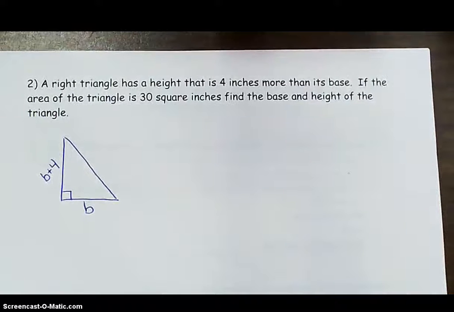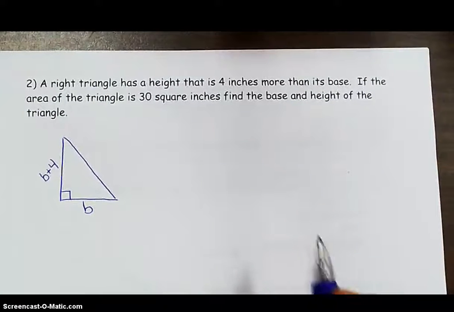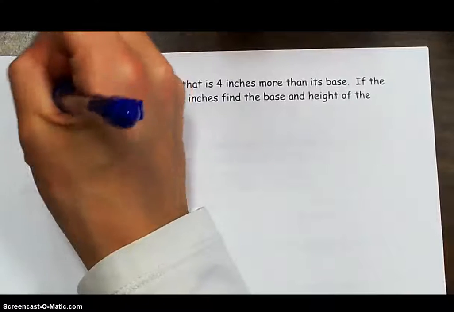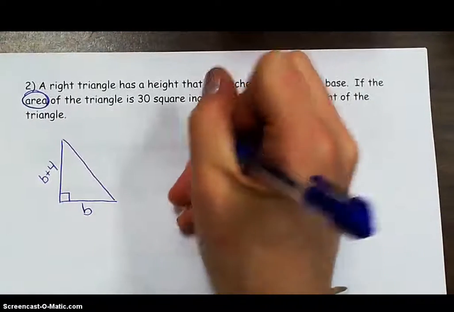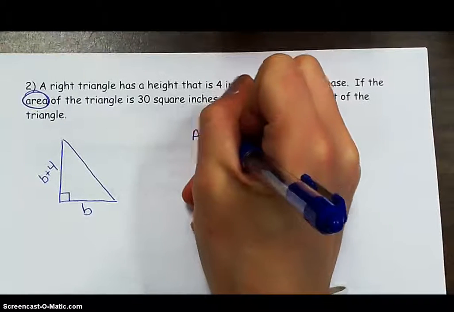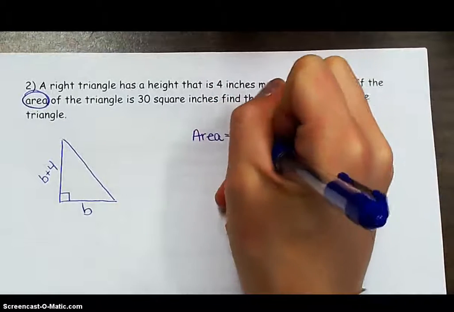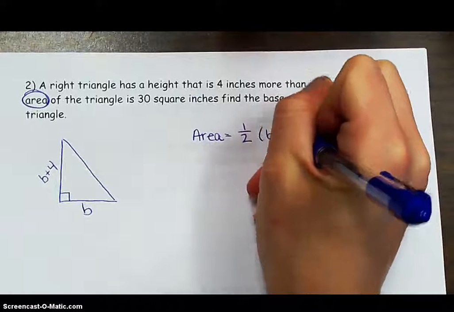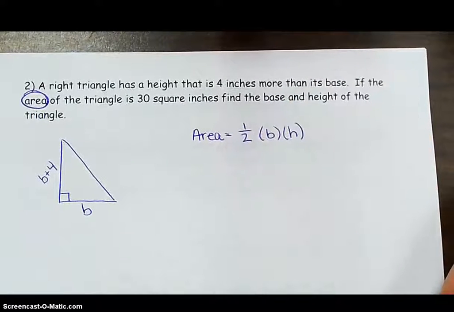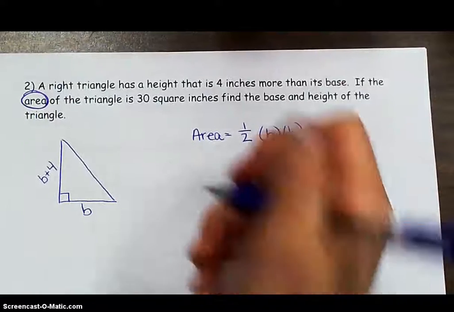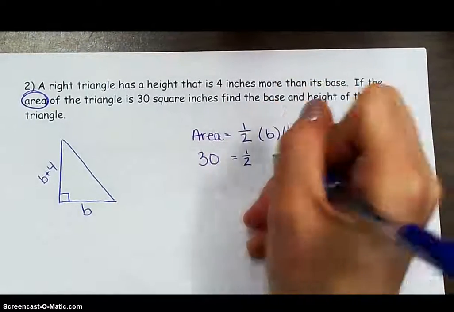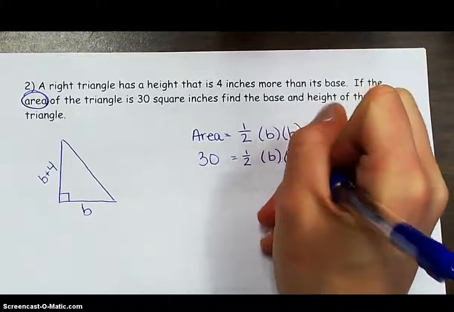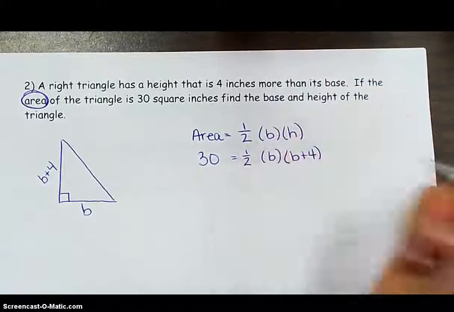Now, if I reread the question, the key word that they give us to help us solve, once again, is the word area. But this time it's the area of a triangle. So area of a triangle, we have to remember that formula is 1/2 base times height. Okay, so now that we have that, we can plug in our information. So the area is 60, so 60 goes under the word area, equals 1/2. Now our base we put as B, and our height we have as B plus 4.